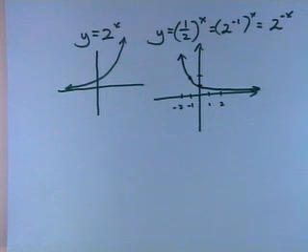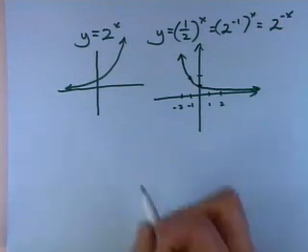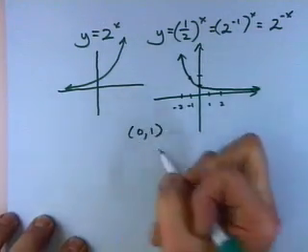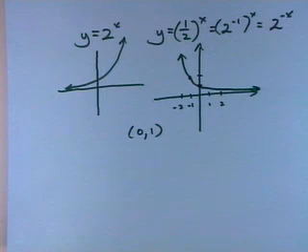If I were to superimpose those, what point do they have in common? 0, 1. In fact, isn't that a common point for all exponentials, regardless of the base? Right? 3 to the 0, 5 to the 0, 7 to the negative 0. So they all will go through this point. And then they have a variety of shapes based on the nature of the base of the function.